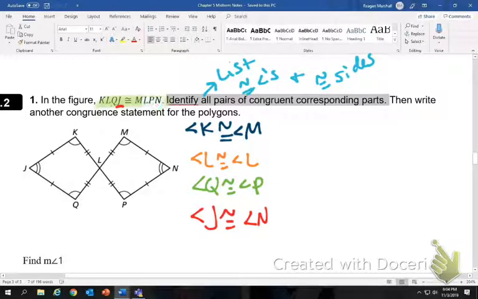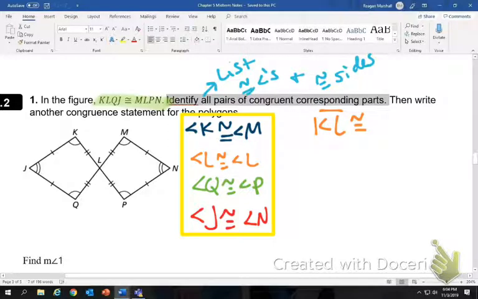So that concludes the angles. We still need to list the sides. So again, you can use the statement. I would start with KL. KL are the first two letters. So side KL is congruent to side ML. So that's the first one.